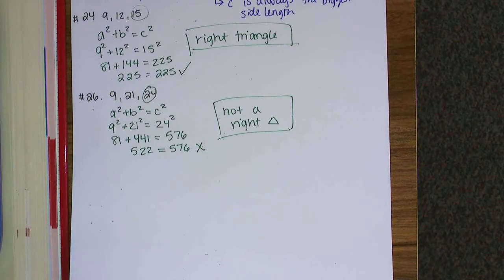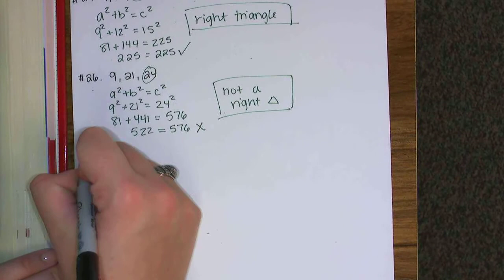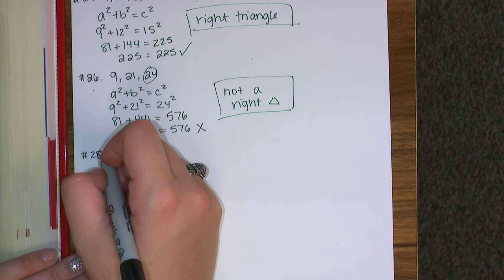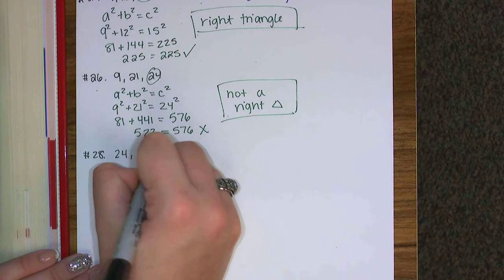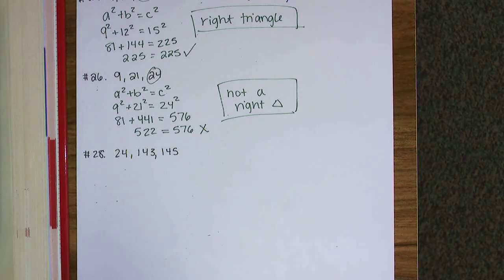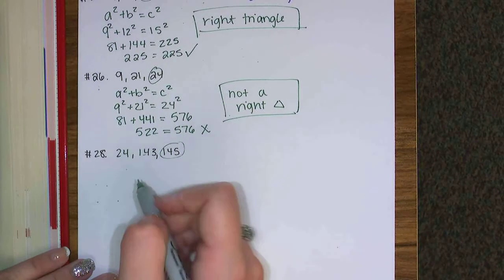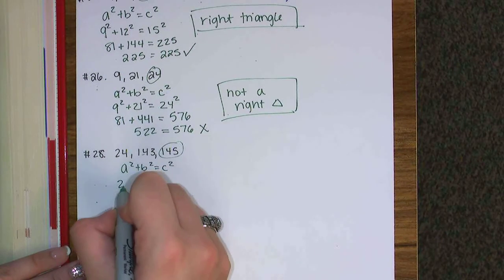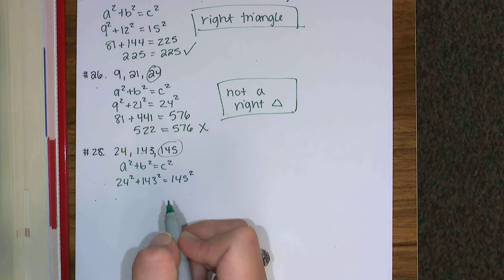Alright, and we'll do one last one just to make sure we understand, and then I will give you some homework. Number 28 is 24, this is a big one, 143 and 145. So these two are close, but this one is bigger, so that's C. So A squared plus B squared is equal to C squared. 24 squared plus 143 squared is equal to 145 squared. And I'm using my calculator for all these.